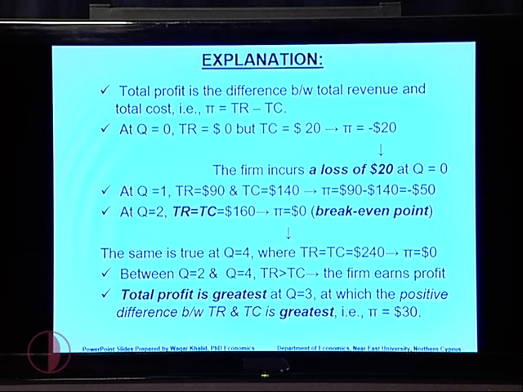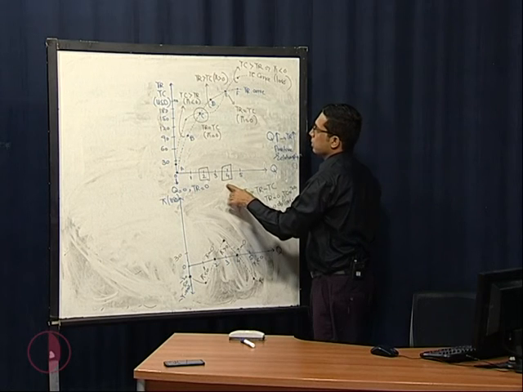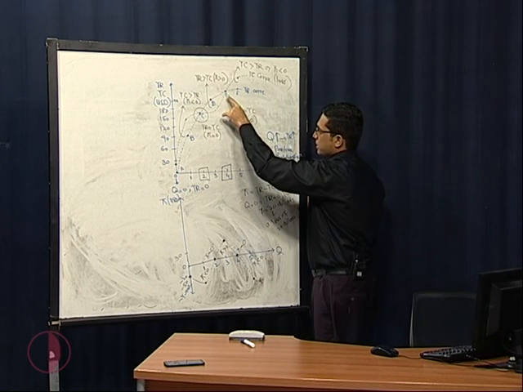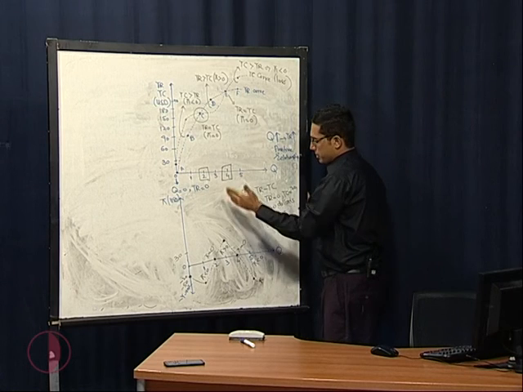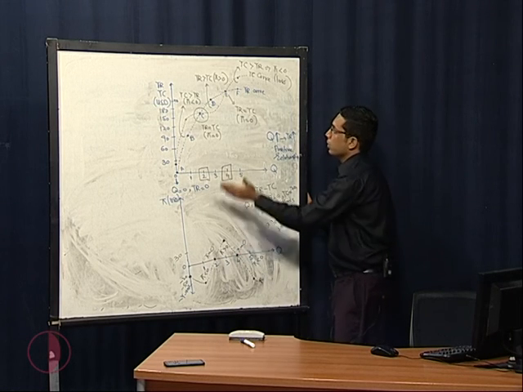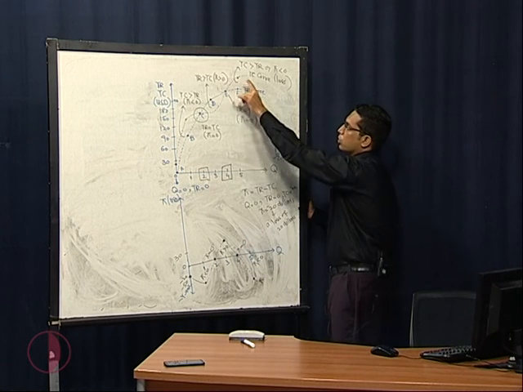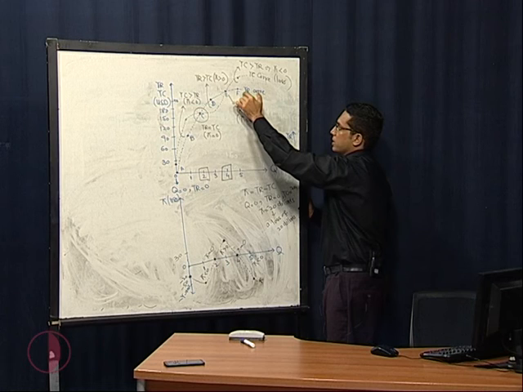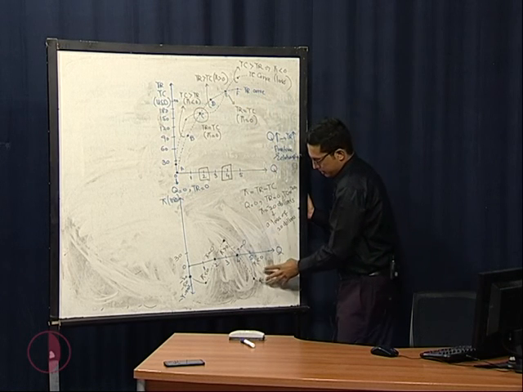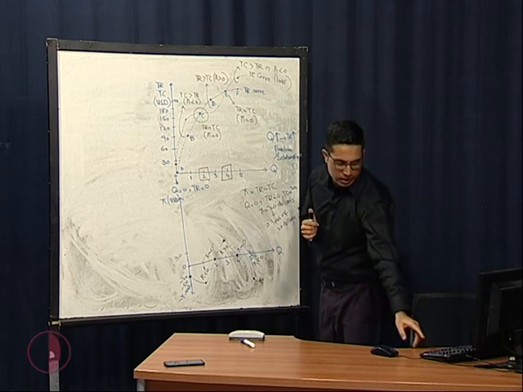When Q was 2, total revenue and total cost were equal. The profit was 0. When Q was 3, total revenue was greater than total cost. It means the firm earns profit. When Q was 4, again total revenue was equal to total cost. It means the firm earns nothing. When Q was 5, total cost was greater than total revenue. It means the firm incurs a loss.